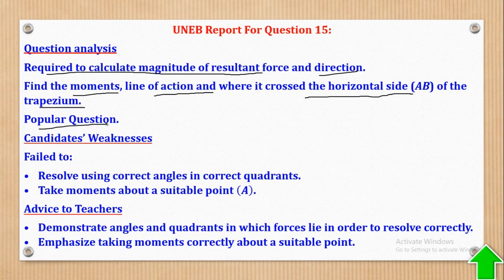So the question was popular, meaning that it appears frequently in the previous past papers. The weakness of candidates is that they failed to resolve correctly. They failed to resolve using correct angles in correct quadrants. So those signs of positive and negative were challenging to many students. Then they also failed to take moments about a suitable point. Moments must be taken about a suitable point, and that point was A because they wanted distance AX. If they want distance BX, then you take moments about B, but in this case they wanted distance AX, so you had to take moments about A.